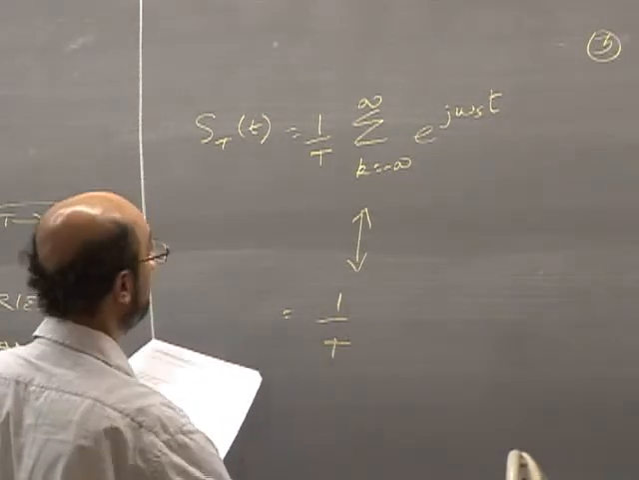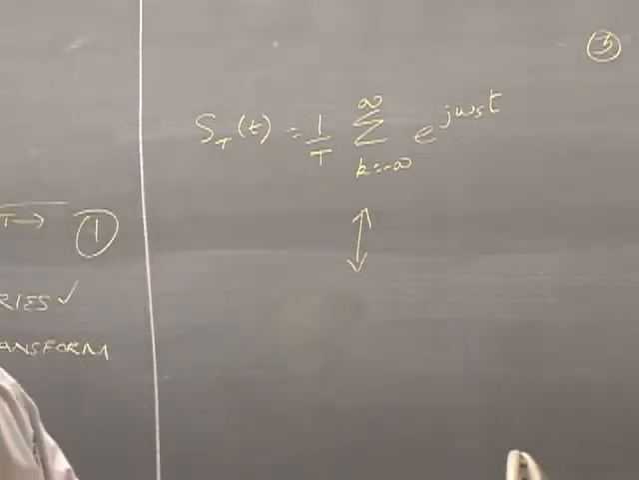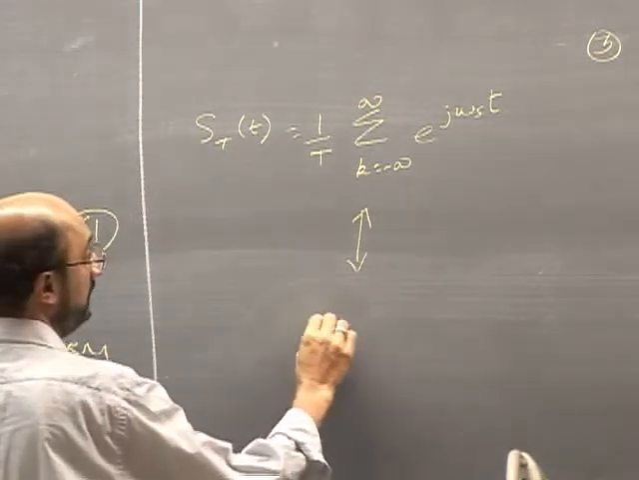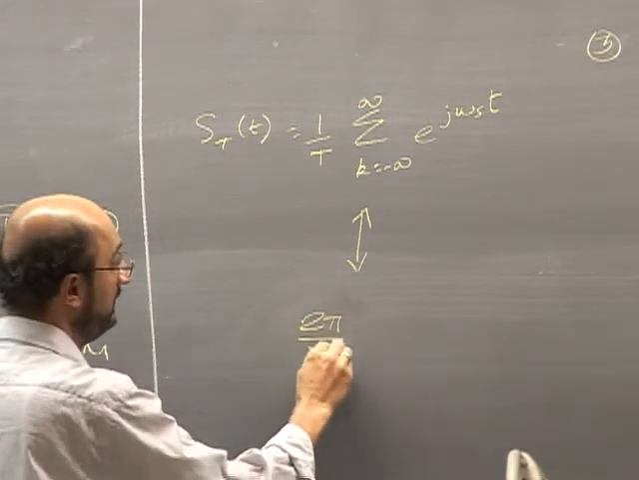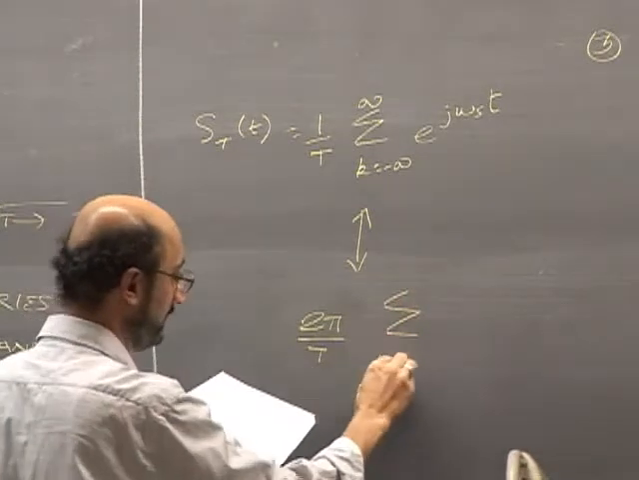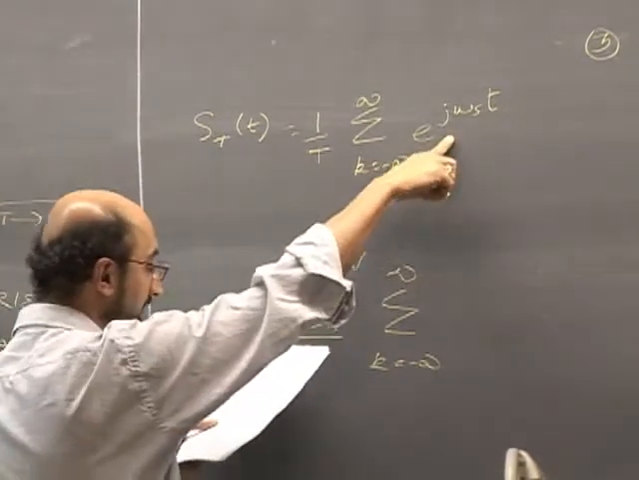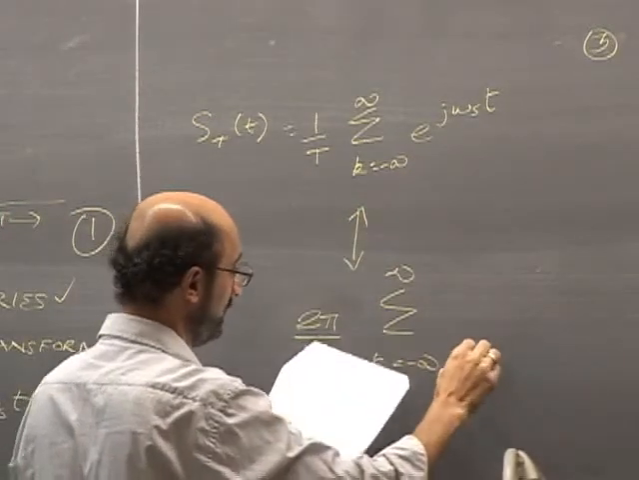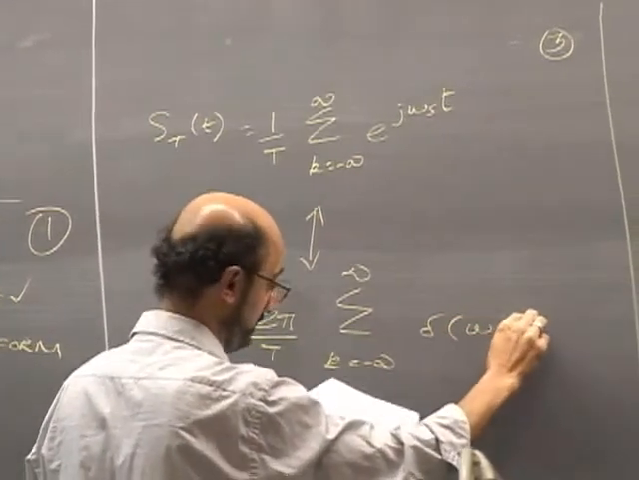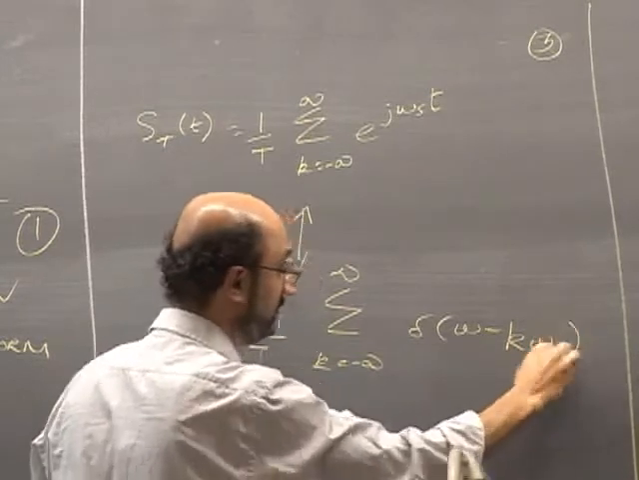Okay, so sorry, forget there's a 2 pi over there. So it's going to be 2 pi over t, sigma k equals minus infinity to infinity. That's still this thing over here. I'm going to compute the transform of each of these separately, which is delta of omega minus k omega s.